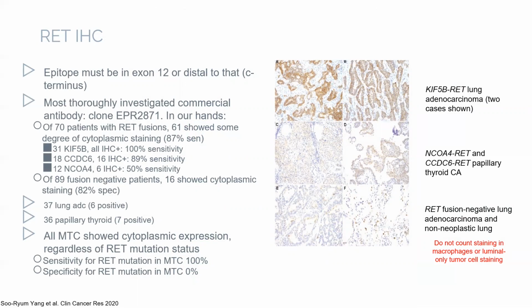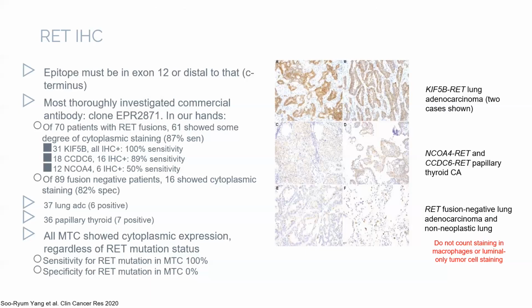So we investigated EPR2871 as a potential clinically useful RET IHC antibody. And we found that at the definition of positive cytoplasmic staining, IHC is very sensitive for KIF5B, around 90% sensitive for CCDC6 RET fusions, and the least sensitive for NCOA4 RET fusions at 71%. The specificity generally was around 80%.